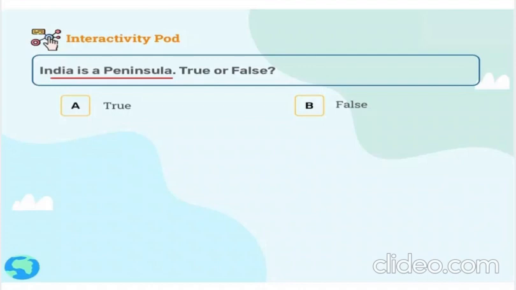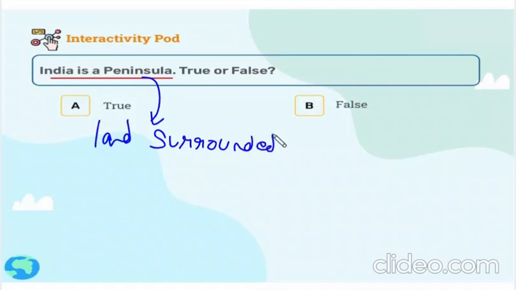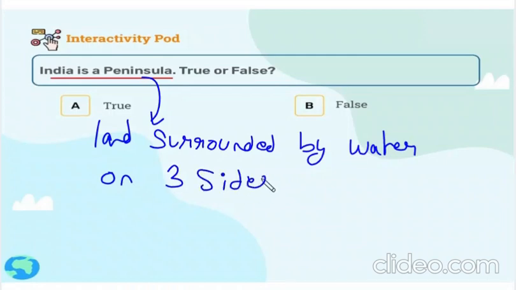Now, is India a peninsula? True or false? When I talk about a peninsula, it means land which is surrounded by water on three sides. That kind of land is located by water bodies like seas or oceans on three sides, and that is known as a peninsula. So is India a peninsula? Yes, India is a peninsula because in the lower part of India, it is surrounded by three different water bodies.